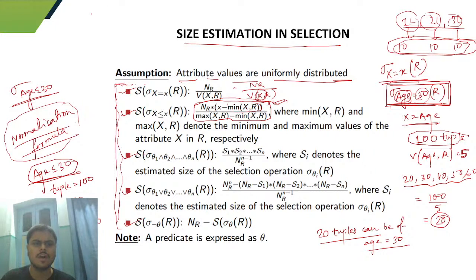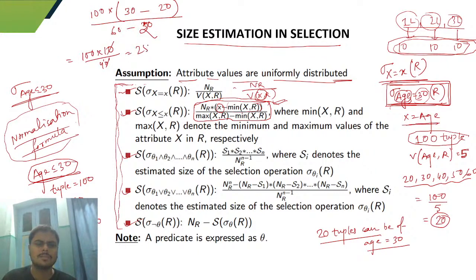So how many tuples can you expect to have age less than or equal to 30? It is 100 into the expected thing. You are expecting age 30 minus the minimum value of the age, that is 20, divided by the maximum value, which is 60, minus the minimum value, which is 20. So you can expect 100 into 10 divided by 40. You can expect 25, almost 25 people.